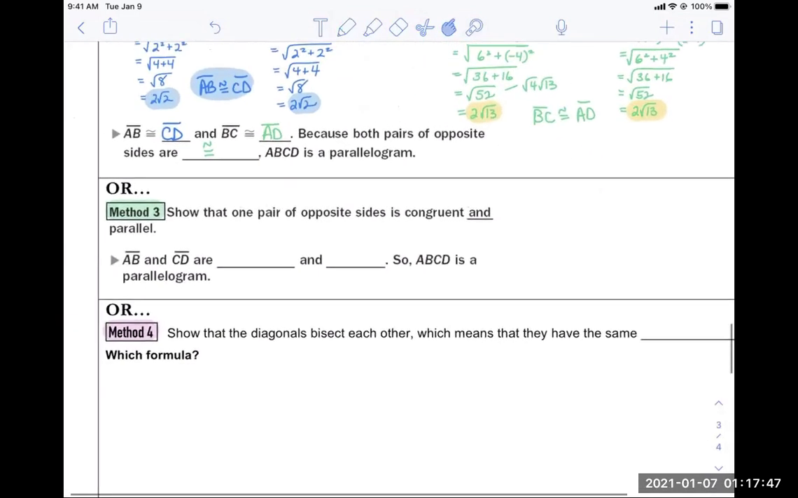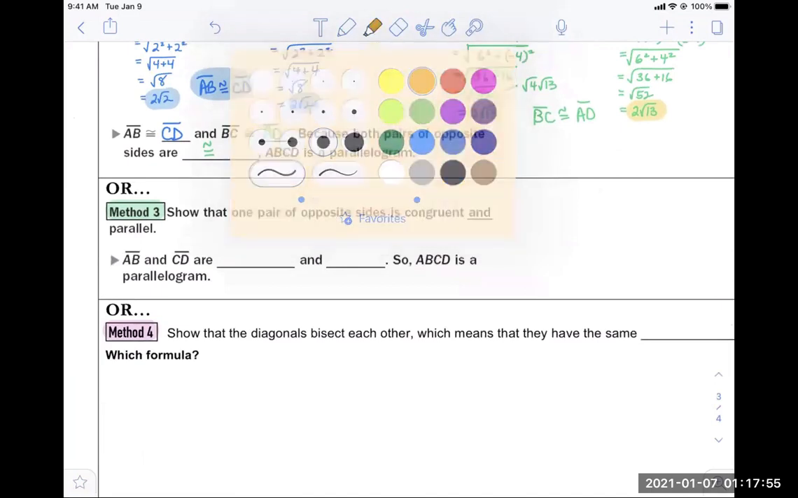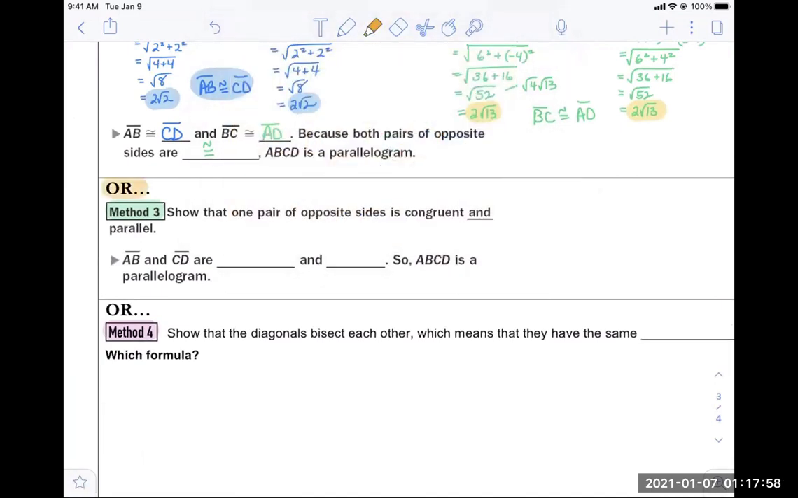Okay, method number 3. Show that one pair of opposite sides is congruent and parallel. Now again, this is another option. We've already done the work to show congruent and parallel. If you were starting this from scratch, you would have to pick a pair of sides and then show that pair of sides is congruent by doing distance twice on those opposite sides, and then show they're parallel by doing slope 2 times. Okay, there'd be 4 calculations, but it would be 2 slope formulas and 2 distance formulas.